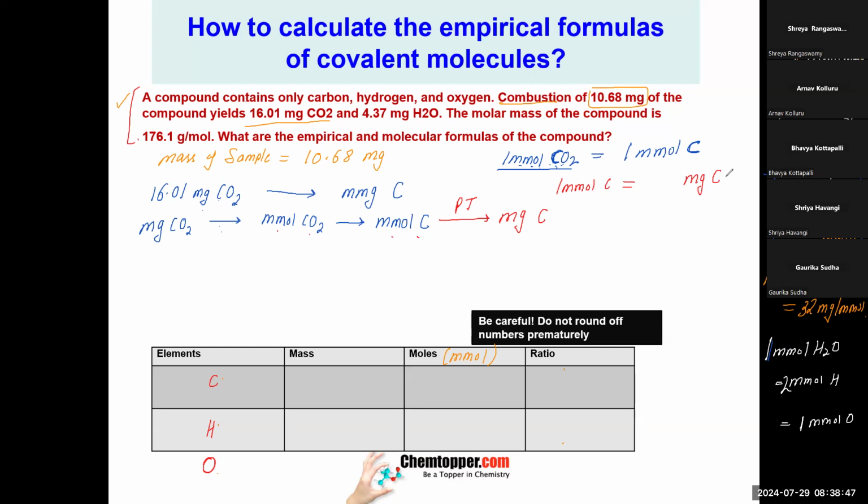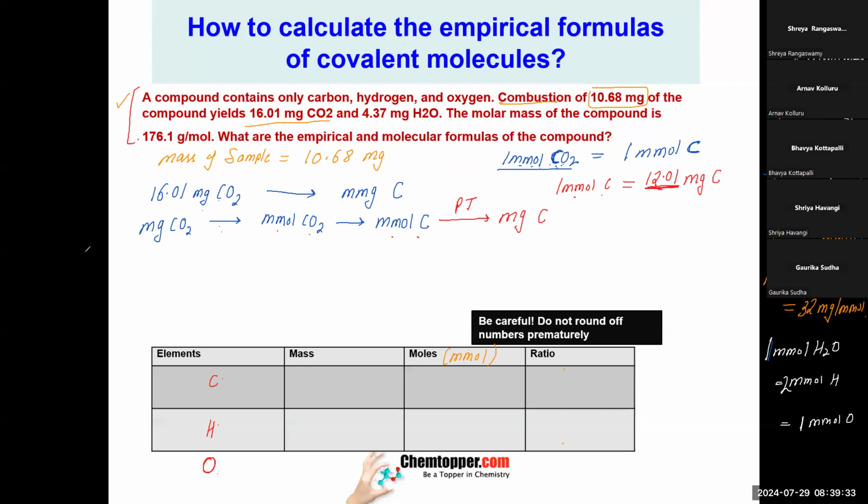Look at the periodic table and give me this value. 1 millimole of carbon is, you have your periodic tables, is 12.01 milligrams of carbon. Are you understanding this, children, all of you? Okay, good.